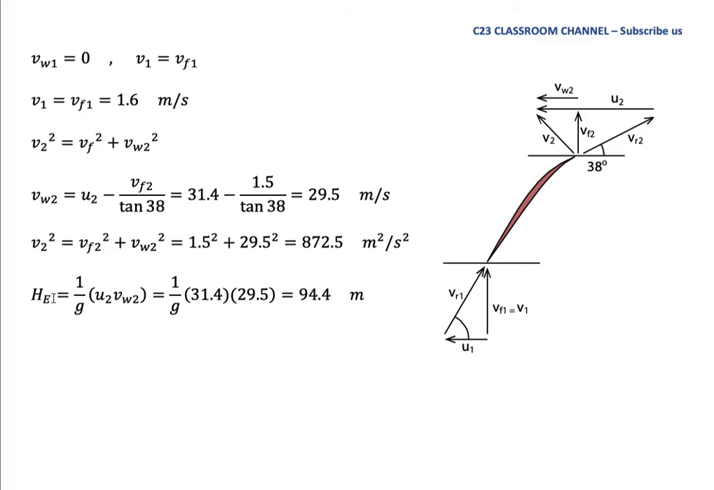And then we could calculate the Euler head by using this equation. We substitute the values of U2 and Vw2. So we get it is around 94.4 meters.